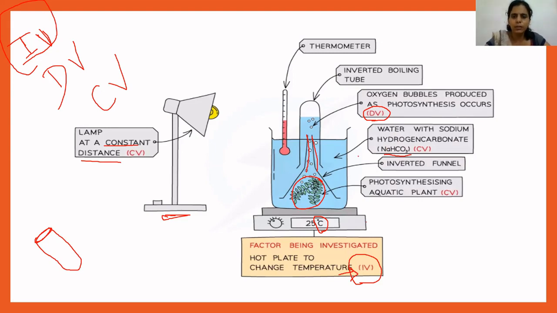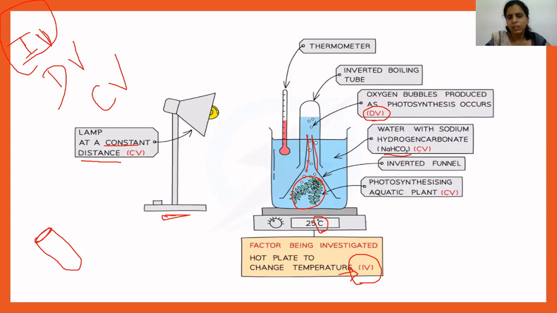This carbon dioxide gas gets mixed with water and is used by plants to perform the process of photosynthesis. So the amount of hydrogen carbonate added to the water, that means the concentration of the sodium hydrogen carbonate solution, should be the same at every temperature. So this is also your constant or controlled variable. This is how you have to set up the experiment, and then you have to take readings.